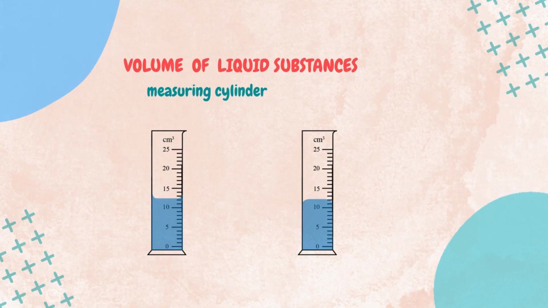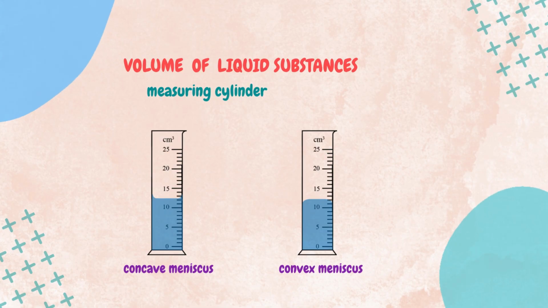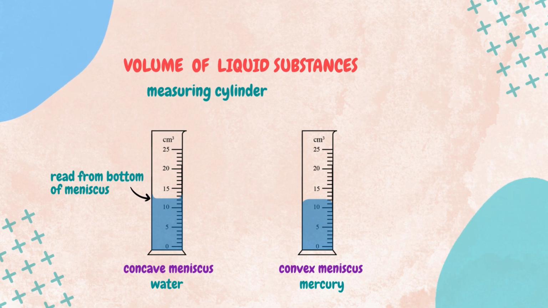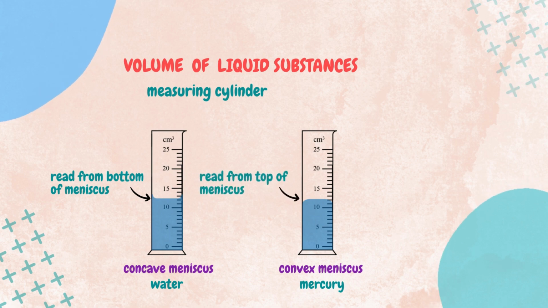Liquid substances display two types of menisci: concave meniscus and convex meniscus. Substances such as water display a concave meniscus, while substances such as mercury display a convex meniscus. For the concave meniscus, read the volume from the bottom of the meniscus. For the convex meniscus, read the volume from the top of the meniscus.